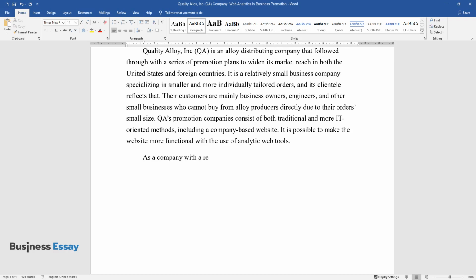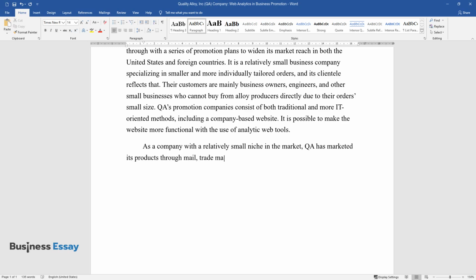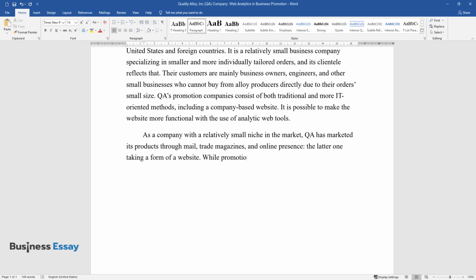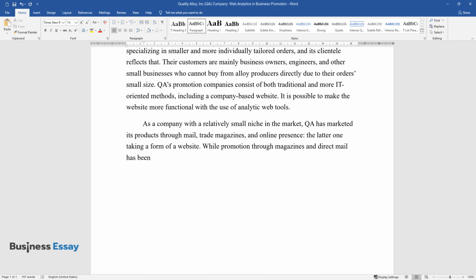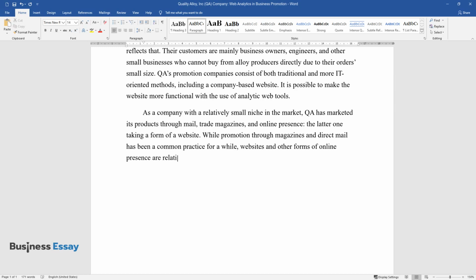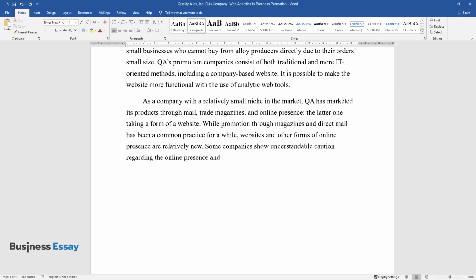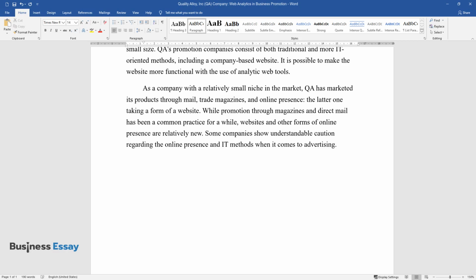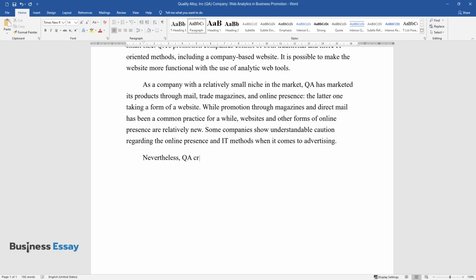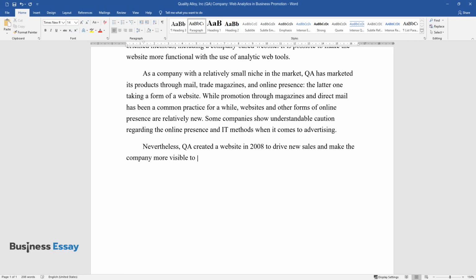As a company with a relatively small niche in the market, QA has marketed its products through mail, trade magazines, and online presence, the latter one taking the form of a website. While promotion through magazines and direct mail has been a common practice for a while, websites and other forms of online presence are relatively new. Some companies show understandable caution regarding the online presence and IT methods when it comes to advertising. Nevertheless, QA created a website in 2008 to drive new sales and make the company more visible to attract more potential customers and business partners.